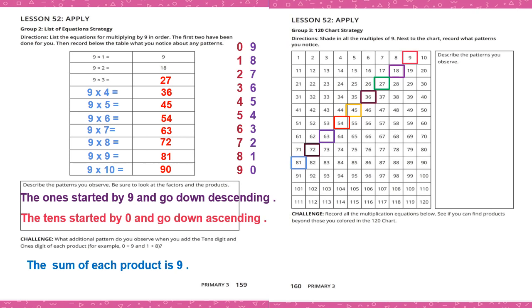Times 5, 45. Times 6, 54. Times 7, 63. Times 8, 72. And 9 times 9 equals 81. Okay? These are the multiples of 9. Describe the patterns you observe. We have a diagonal pattern started with 9 and each time multiplied by 9. Okay? This shape of these products is like a diagonal.